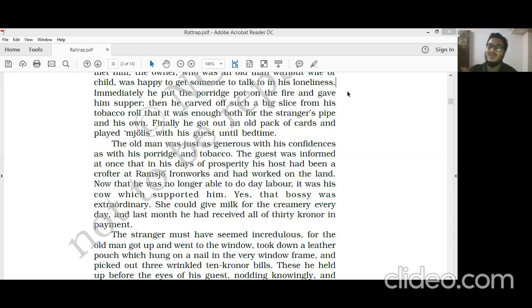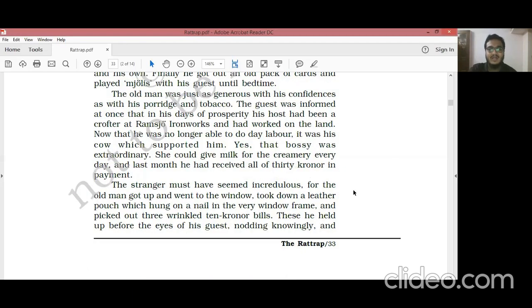So from the milk he used to extract cream and he used to supply it to the market, all the dairy products we can make from the milk. The last month he had received all of 30 kronor in payment. When we receive 30 rupees, 40 rupees, a krona is a currency of Sweden, so he received 30 kronor as the amount. Okay, students, I hope you are able to understand till here. We'll go to the next paragraph.